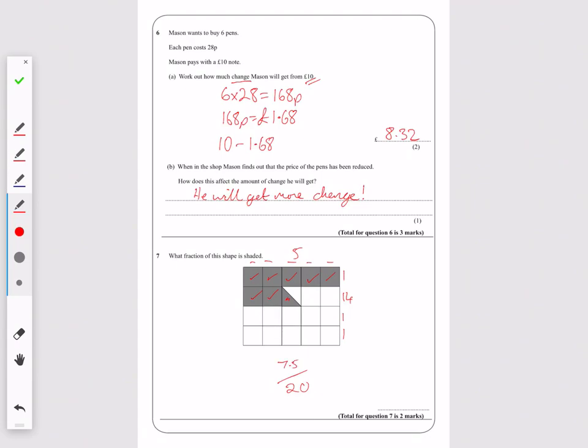We can't really have a fraction with a decimal in. So I'm going to double that to become 15 out of 40. And then we should cancel that down. They're both divisible by 5 because they both end in a 5 and a 0. So that would be 3 over 8.